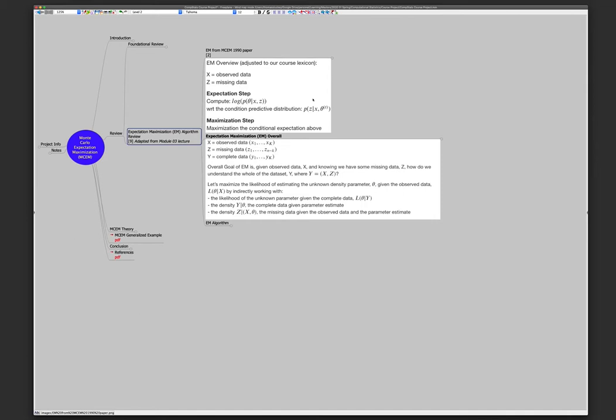Now we do a quick review of, so what's EM again? I've got some material from the 1990 paper as well as from the actual lecture. In the 1990 paper, it talks about you've got observed data and missing data, and in our lexicon, we also have the additional variable y to represent the complete data.